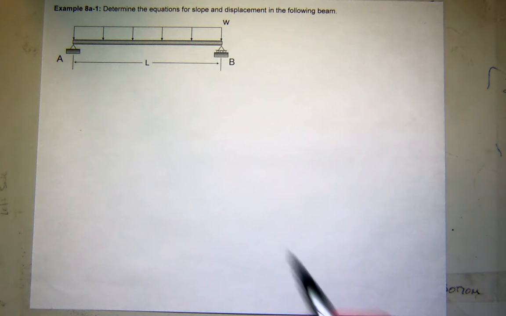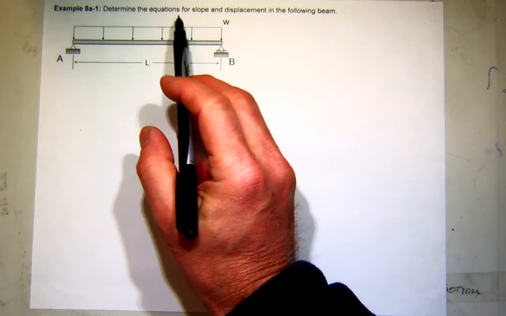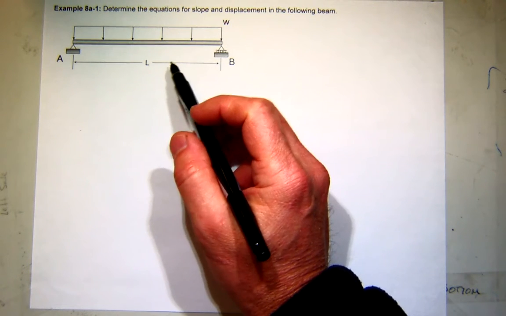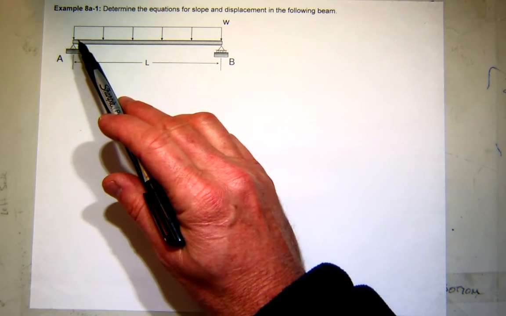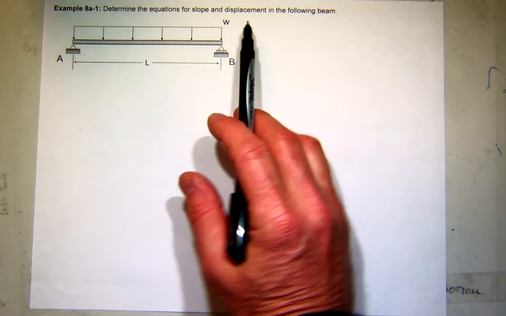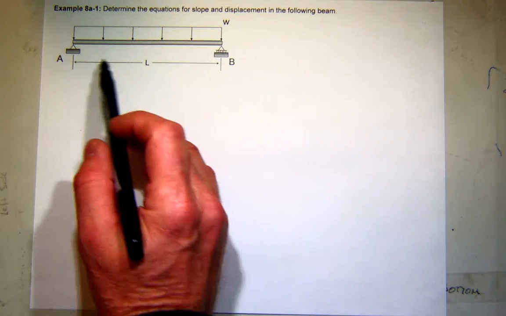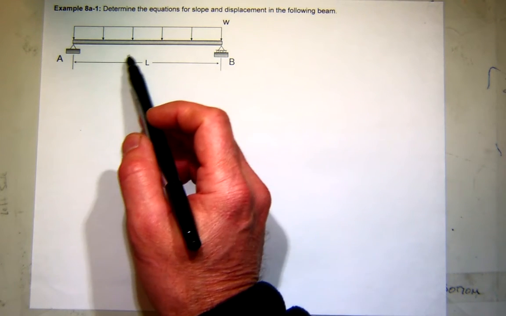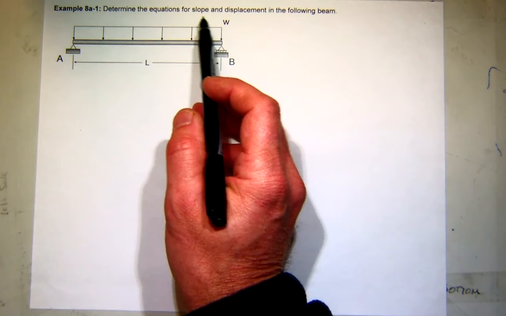Alright, so here's a problem. We want to write the equation for slope and displacement for this beam. As we've talked about in class, since I have a continuous load over the whole range of the beam, I can write a continuous moment expression. So I should be able to find a continuous equation for slope and displacement.